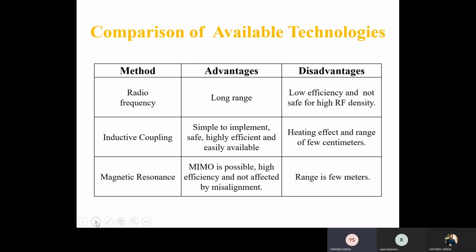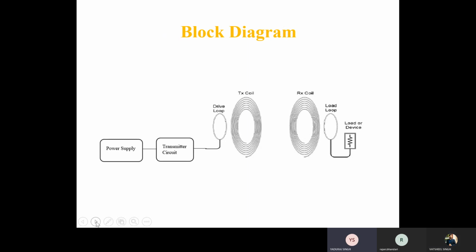Now, a comparison between the available technologies. As we know, there are various technologies available, but for our project, the most desired one is magnetic resonance. It has many advantages. First, multiple input and multiple output is possible. Efficiency is very high compared to others, and the alignment of the coil does not affect the efficiency of the system. But it has disadvantages also. It is limited to a few meters, but that is more than inductive coupling, which is only limited to a few centimeters. So we will be using magnetic resonance.